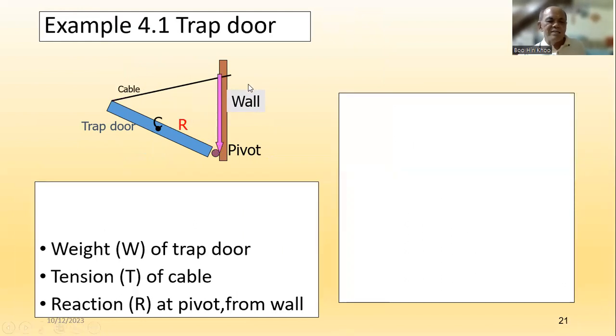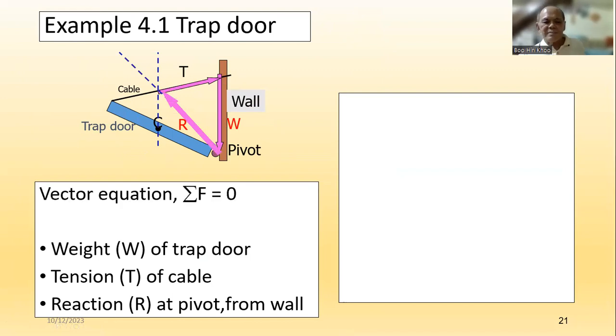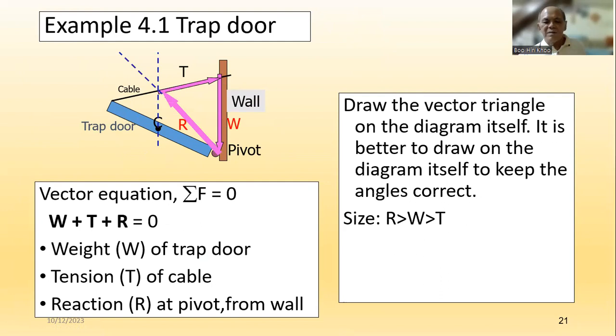Or we can draw on the diagram itself. That's the weight. Right? There's tension a cable. That's the reaction. Okay. So in this case, it's not very clear whether R is larger or W is larger. Right? A bit of ambiguity. Looks like W is the largest. So it's very important you draw on the diagram.